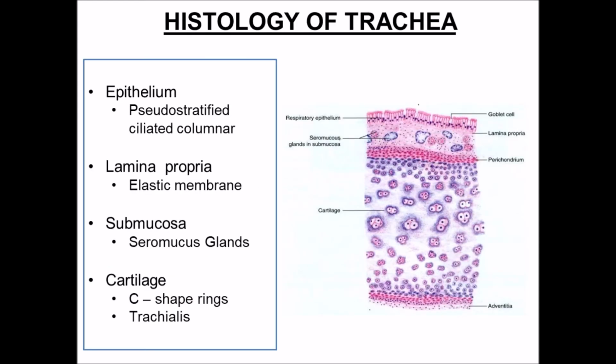This is the schematic diagram of trachea, in which we can see this is lining epithelium, that is pseudostratified columnar epithelium along with goblet cells. This layer is lamina propria. The lamina propria presents the elastic membrane, which is not visible here. This is submucosa, which is characterized by the seromucous glands. The third layer is cartilaginous layer, which is occupied by the C-shaped hyaline cartilage. The outermost layer here is adventitia.